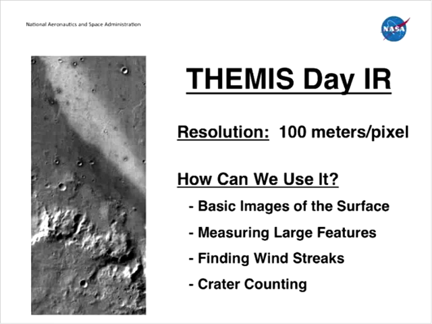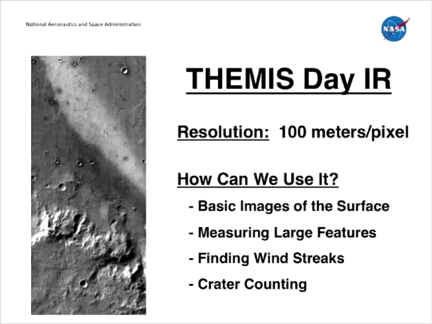You can also use these for finding things like wind streaks, and that's because when you have a wind streak, or a dust devil track for that matter, go over the surface, they'll usually either remove or deposit dust on the surface, which means that when the surface of Mars is heating up during the day or cooling off at night, those materials are going to have very different temperatures. And so those temperature differences show up very distinctly in IR images.